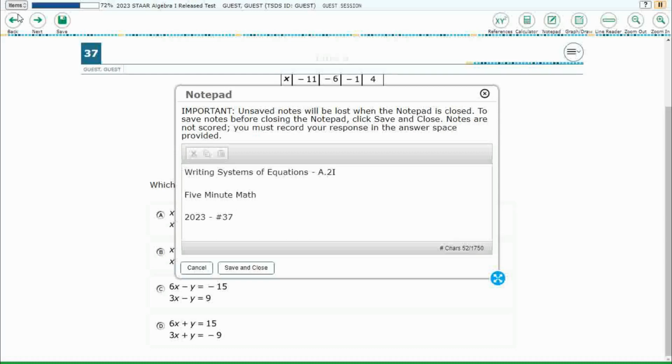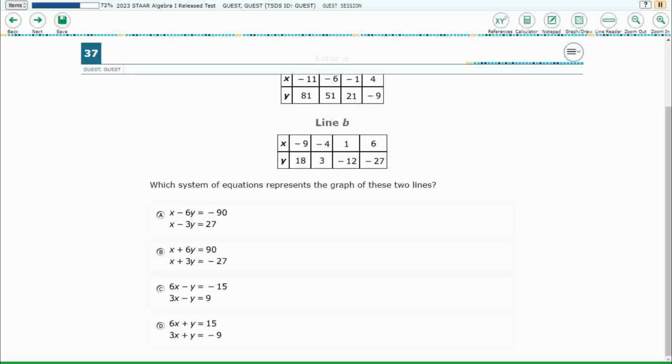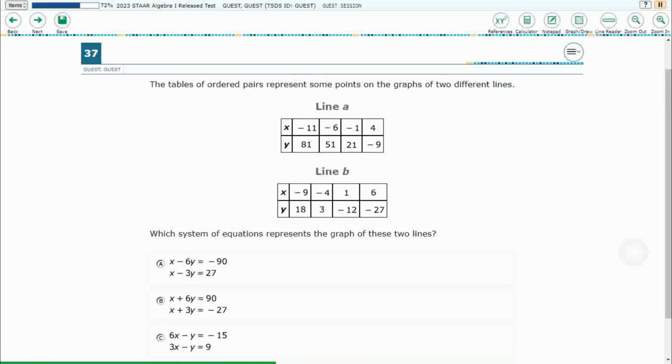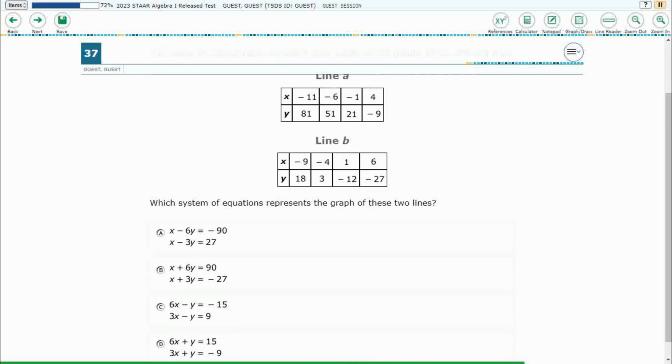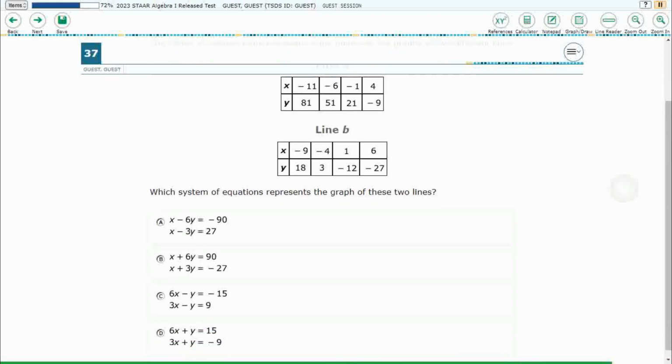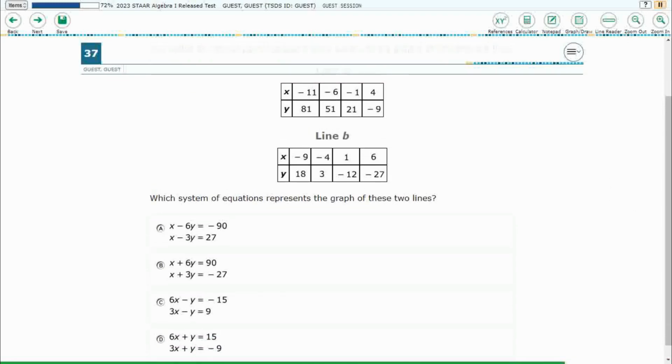Today we are looking at the Algebra 1 concept of writing systems of equations. This is standard A.2I in the great state of Texas, and we are using item number 37 of the 2023 released STAAR test. If you haven't done so already, please go ahead and take a moment to pause the video, work this problem out on your own, unpause it, and we will look at our answers together.